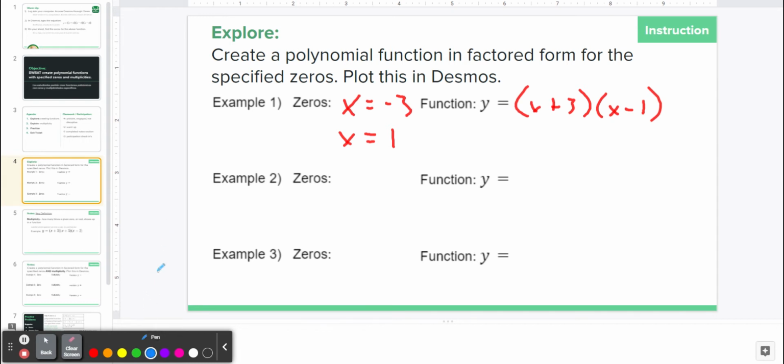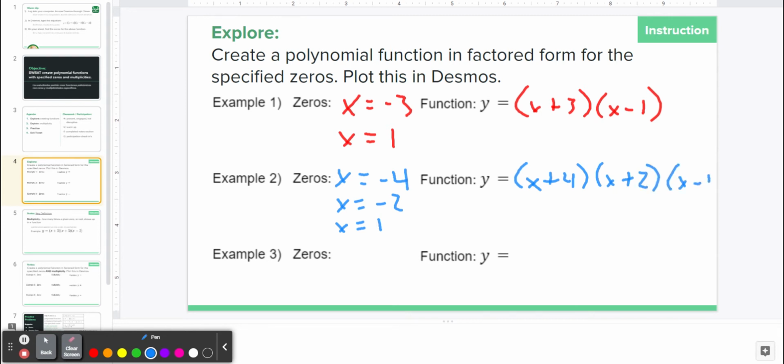All right, I'm going to have zeros at x equals -4, x equals -2, and x equals 1. Now, if you think you already know what's going on, pause the screen, try this on your own. Otherwise, check this out. Our first factor will be x plus 4. We simply flip that sign. Next factor will be x plus 2. And our final factor will be x minus 1.